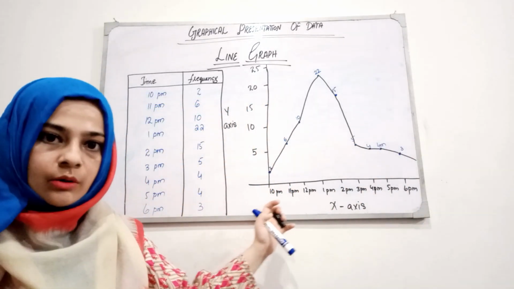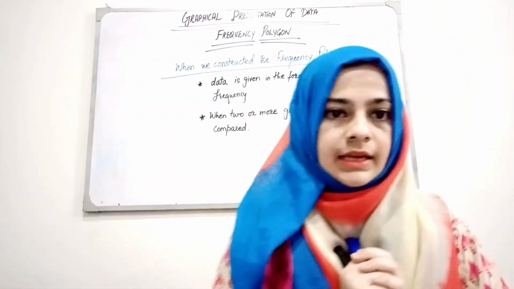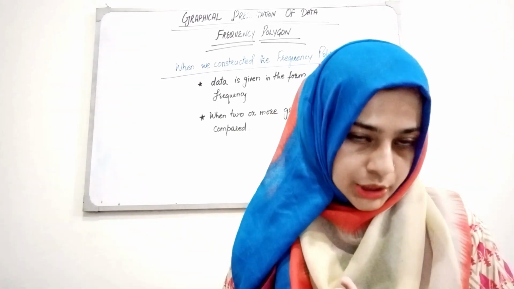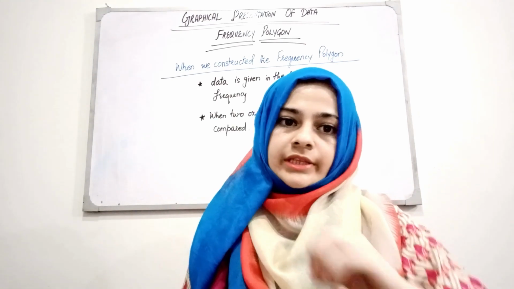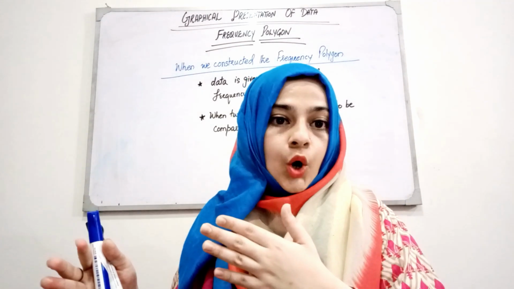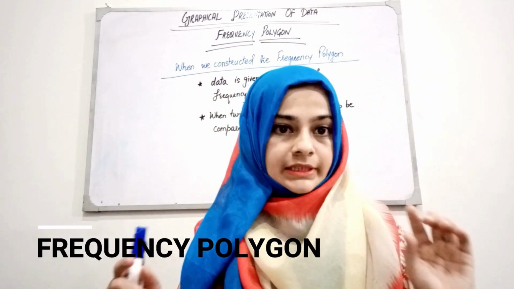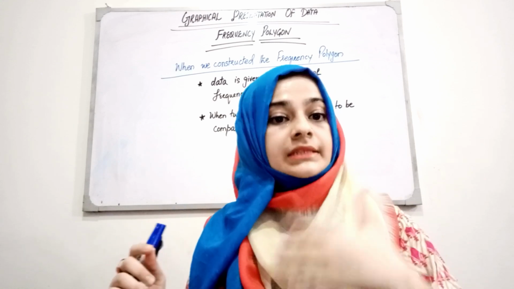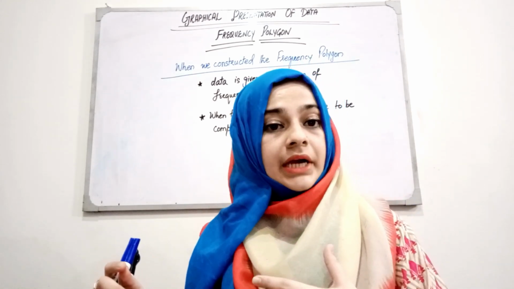So this is how we construct the line graph. Now let us discuss what a frequency polygon is. A frequency polygon is essentially a line graph, and we can construct it from the histogram if the midpoints of the upper bases of the rectangles are connected by a straight line.